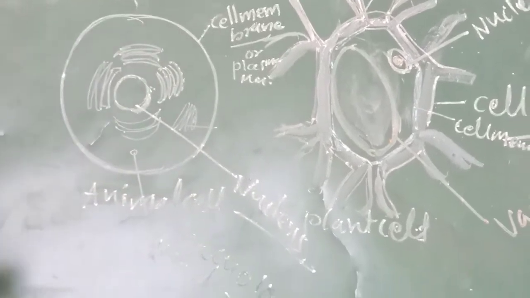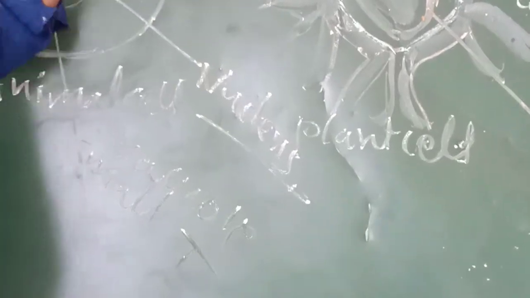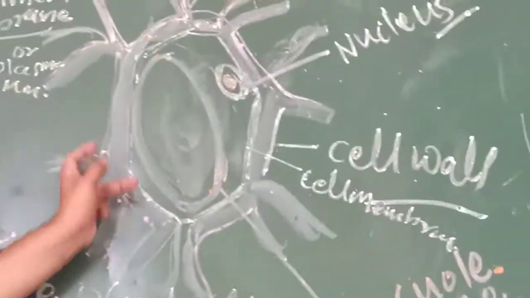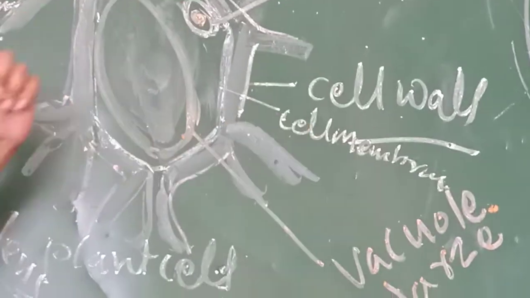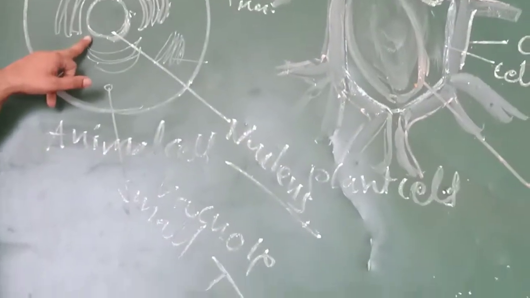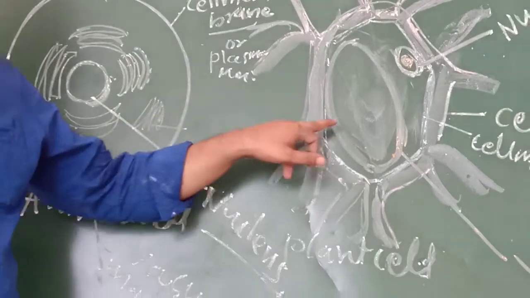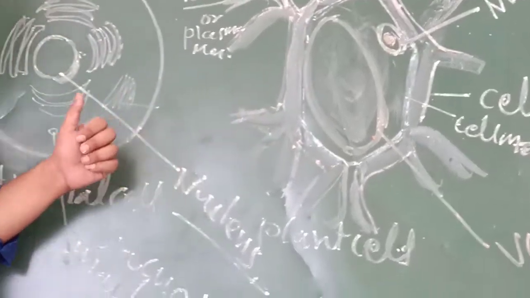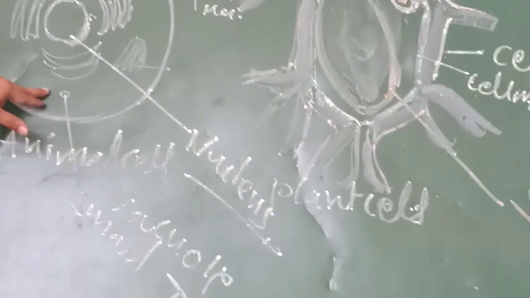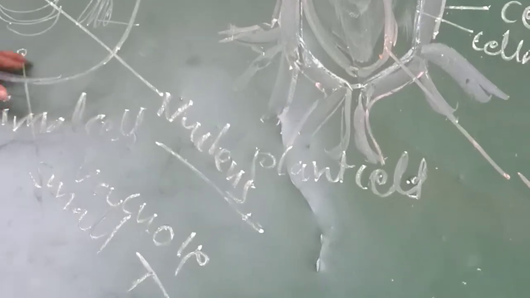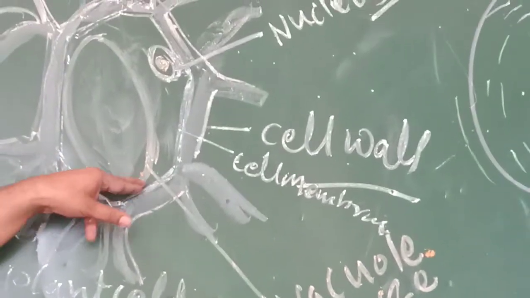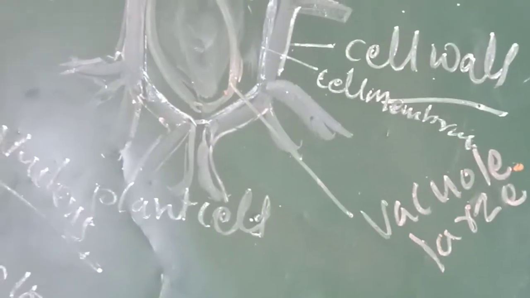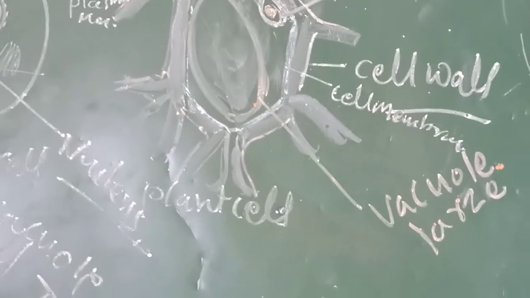Try to observe the third difference. First difference: animal cell outer covering layer is cell membrane; plant cell outer covering layer is cell wall. Second point: nucleus is located in the middle of the cell in animal cell, and at the edge of the cell in plant cell. Third point: in animal cell, the vacuole is very small or absent; in plant cell, the vacuole is very large in size. The fourth difference is what?